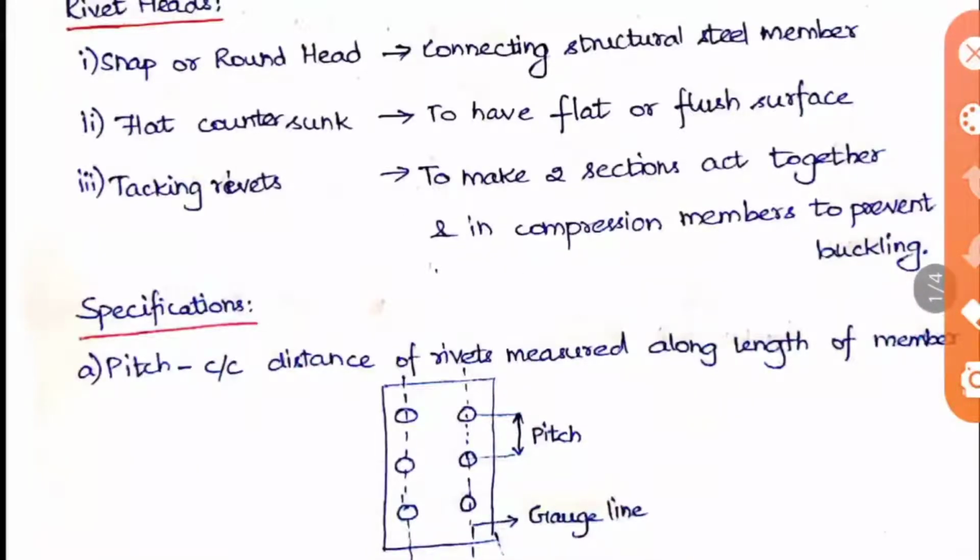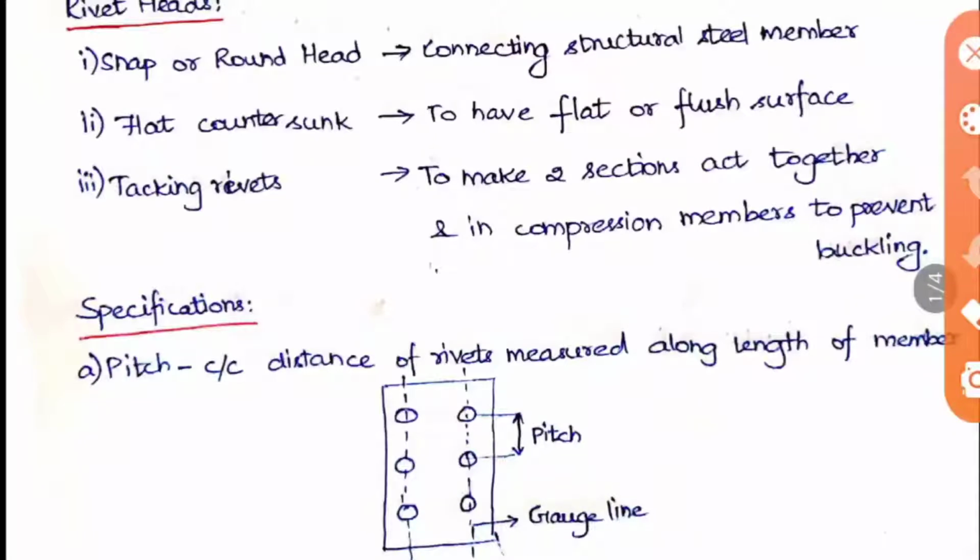And the next is the specification. We are going to see some specifications that are very important for rivet connections. The first one is pitch. So what is pitch? It is the center to center distance of the rivets measured along the length of the member. Here I have given a rectangular structure member and you can see 6 rivets here. The longer side is the length, and along the length they have rivets.